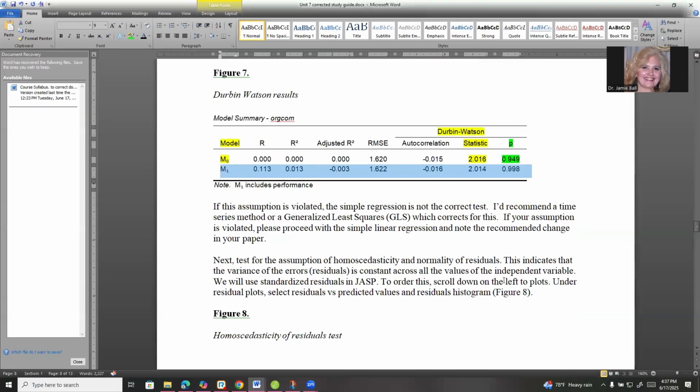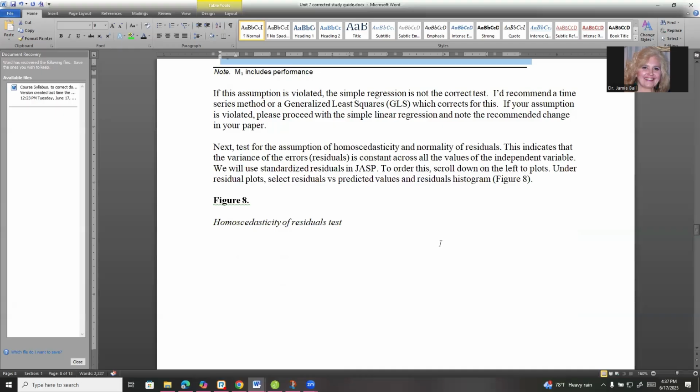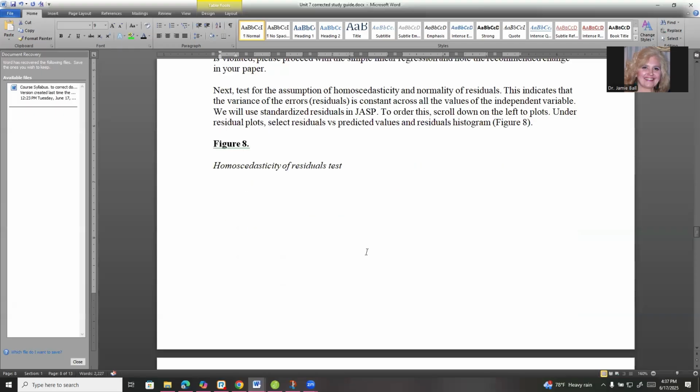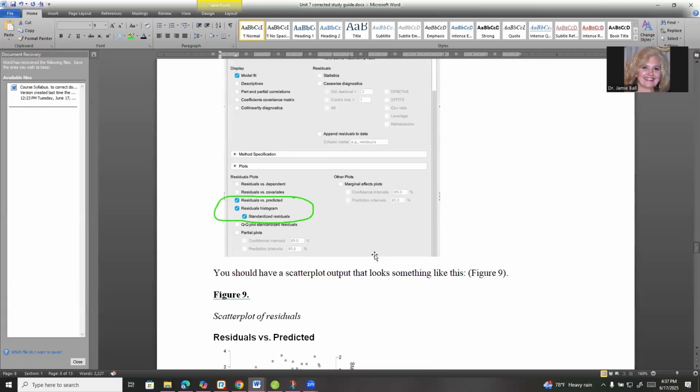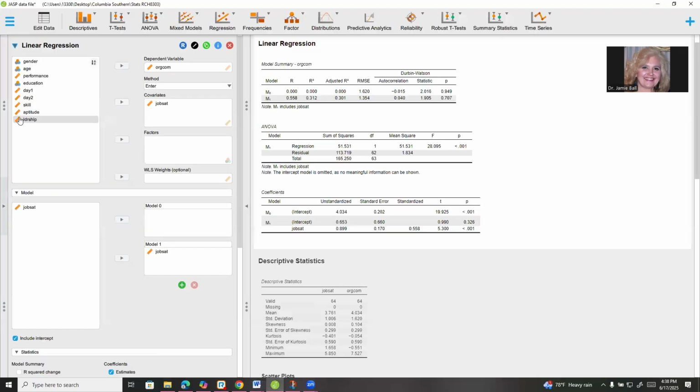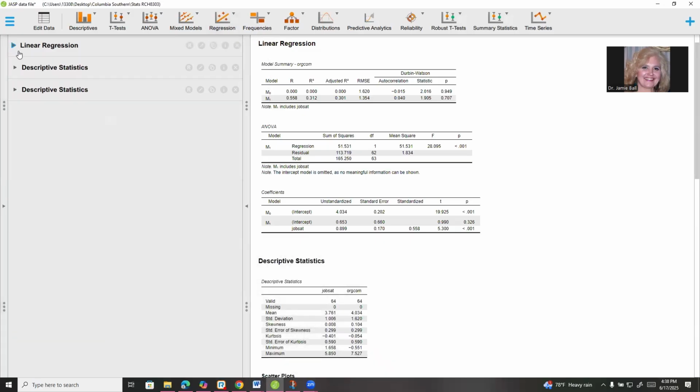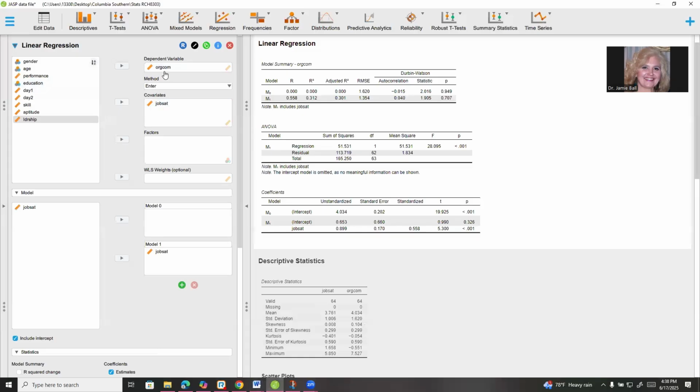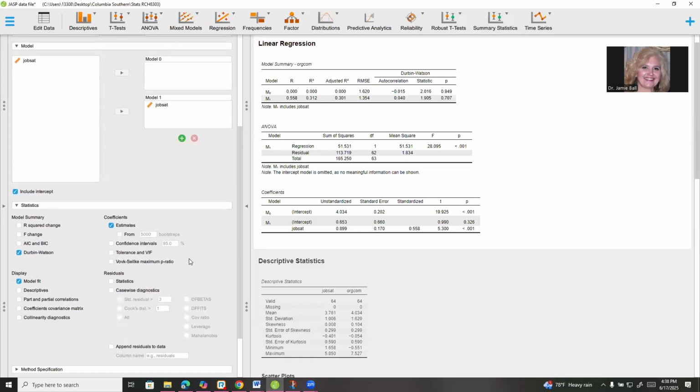Okay. Now, the next test is the assumption of homoscedasticity and normality of the residuals. So these are two more assumptions. So homoscedasticity of the residuals test, I'm going to order it from the residual plots underneath my regression. And to order all of this, I go to regression, linear regression, and I have to remember to move the variables I'm testing into their appropriate places.